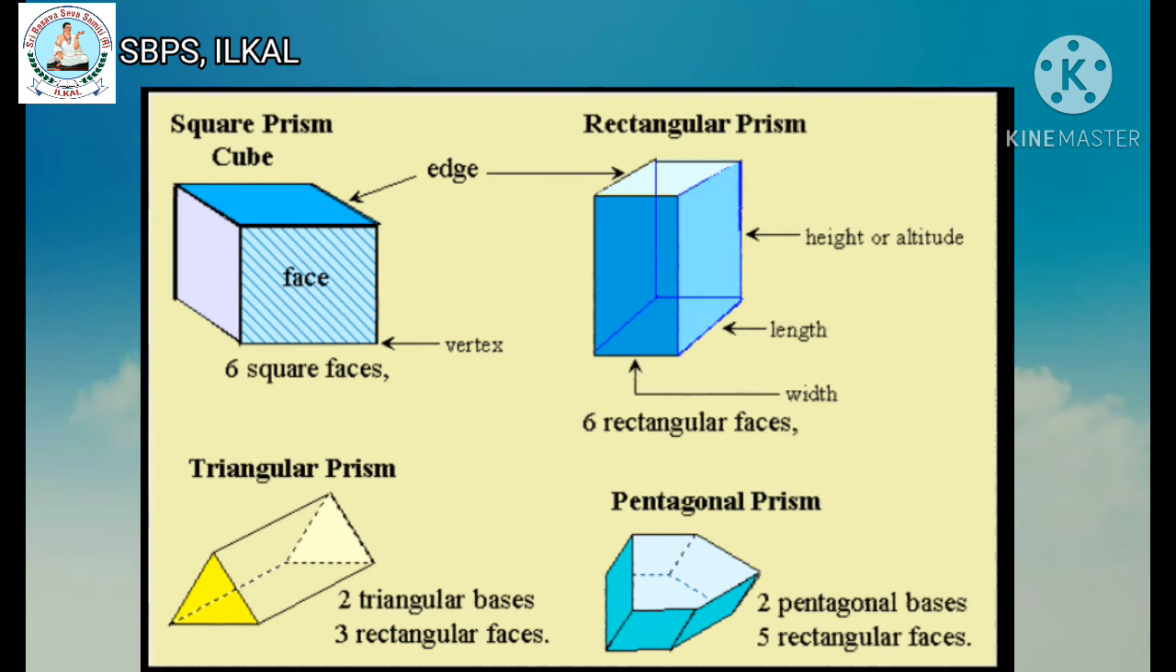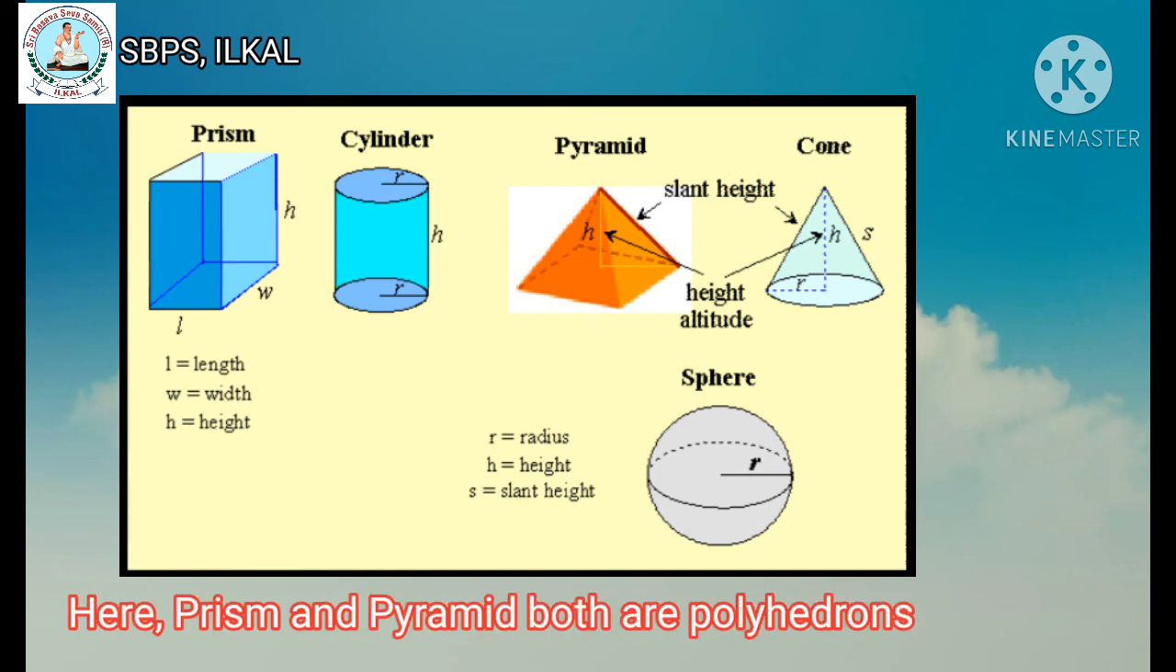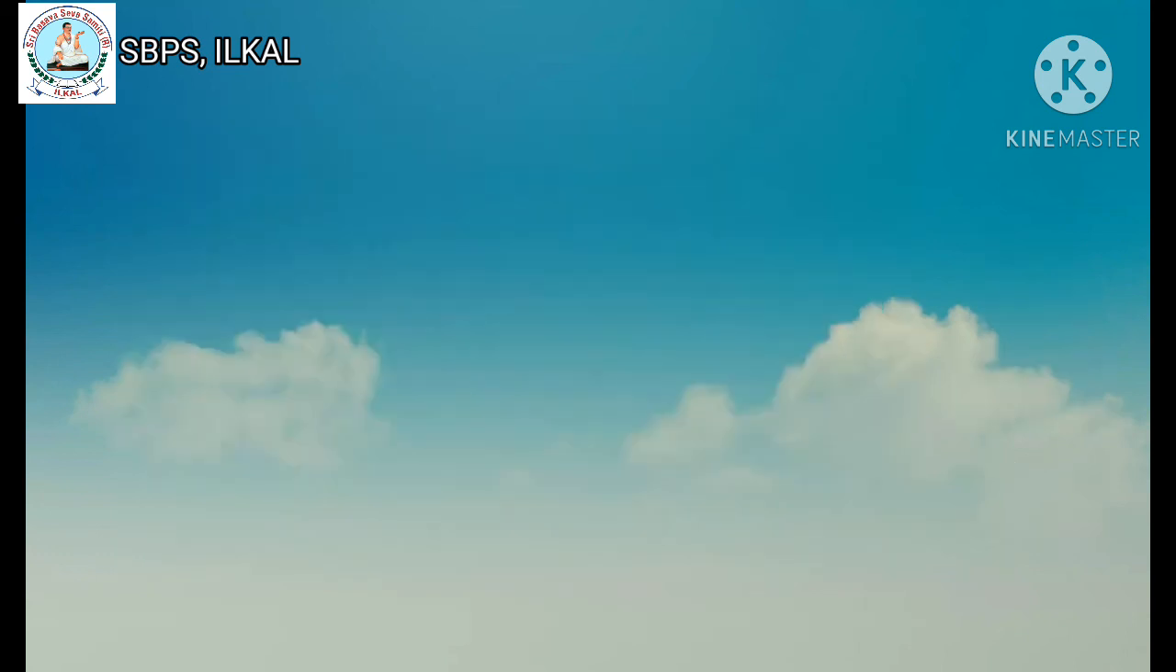Three-dimensional shapes will have volume in them. All the three-dimensional figures we won't call polyhedrons, children. A solid shape bounded by line segments is called a polyhedron. For example, cylinder, cone and sphere. These three are not polyhedrons.